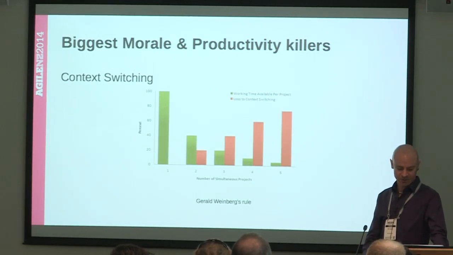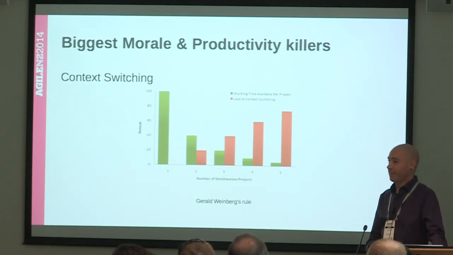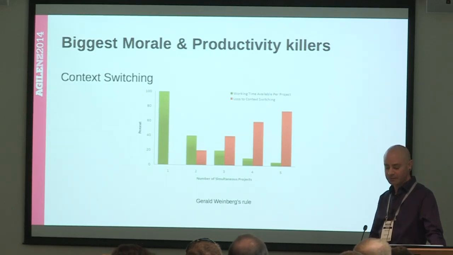So yeah, context switching is another big productivity killer. So how do we work out how much context switching we're having and how it's killing us? You're going to need to provide metrics, track ad hoc requests and interruptions.